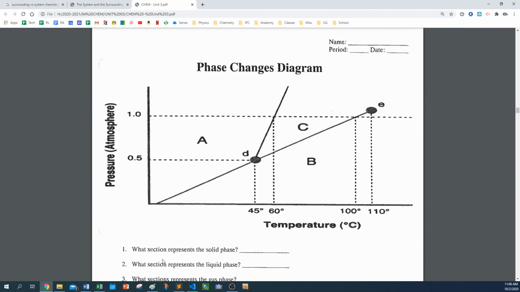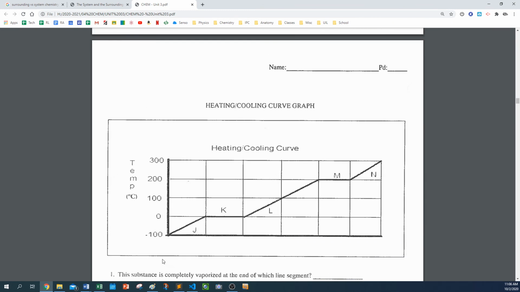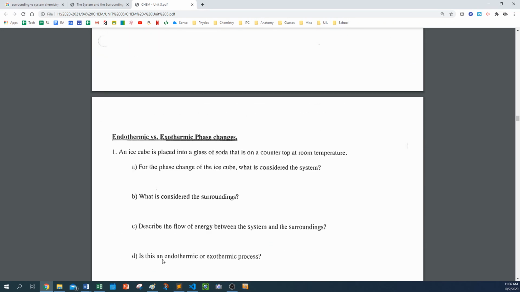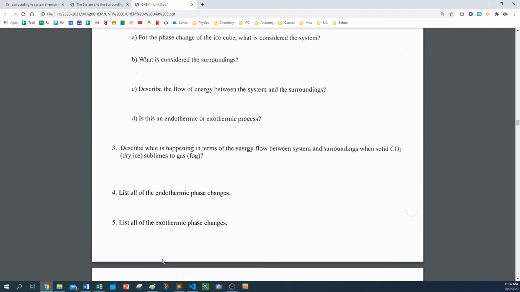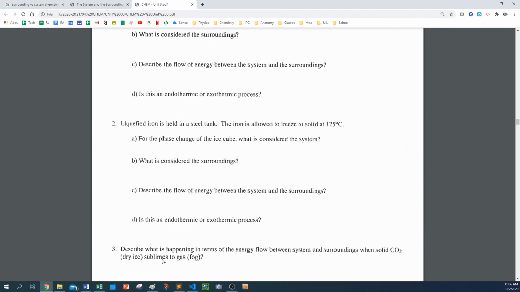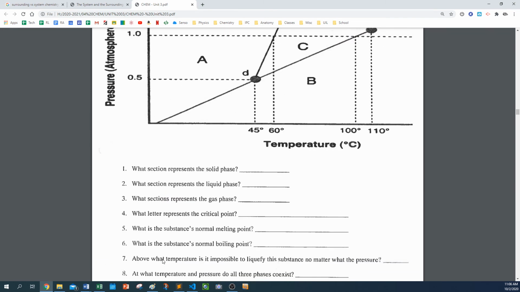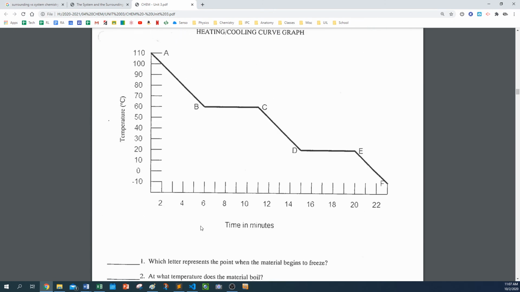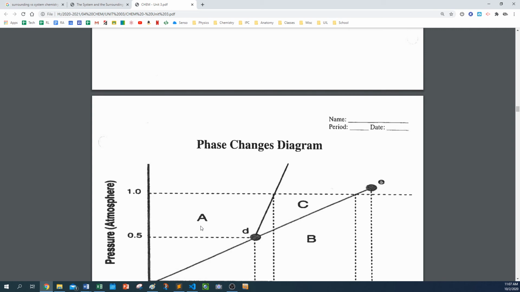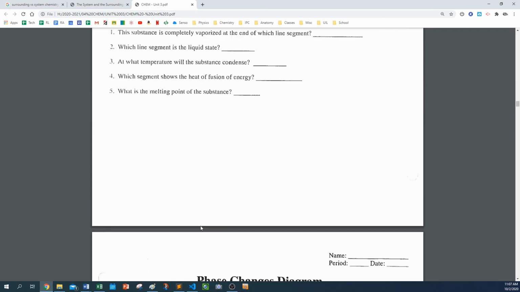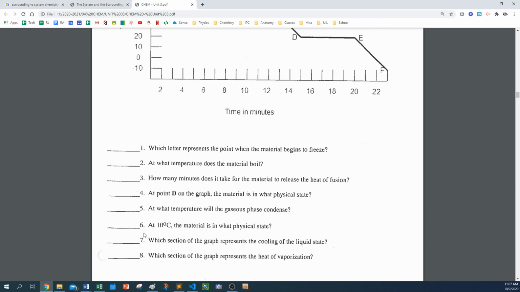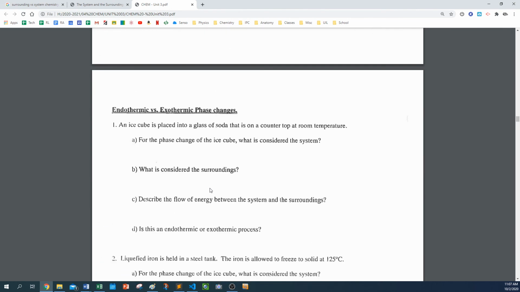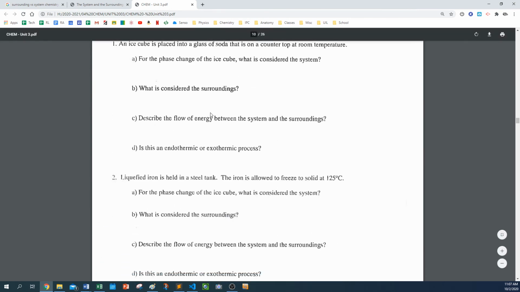So are y'all comfortable with phase change and heating curves? I think I'll do a test review Monday, and we'll have a test Tuesday. It is literally going to be just like this. It's not multiple choice. It'll be a heating curve. It'll be a phase diagram. And the last problem will be a surrounding versus system.